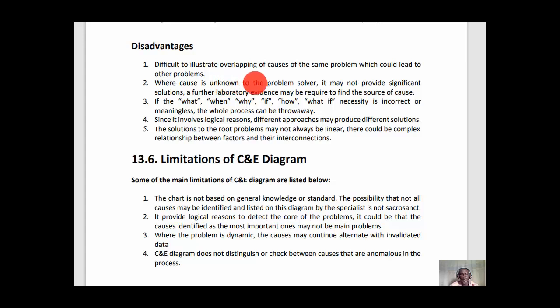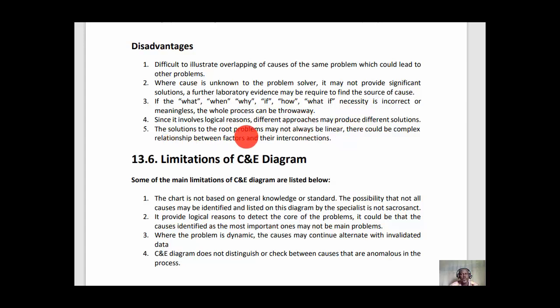It is difficult to illustrate overlapping of causes of the same problem which could lead to other problems. Where causes are known to the problem solver, it may not provide a significant solution. Further laboratory evidence may be required to find the source of a cause. If the conditions (what, when, why, if, how, what if) are incorrect or meaningless, the whole process can be thrown away.